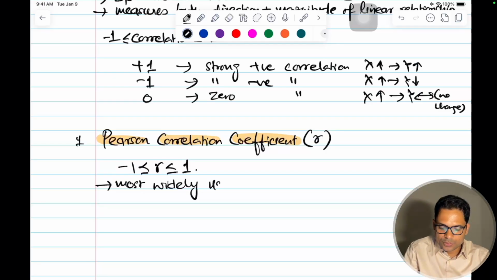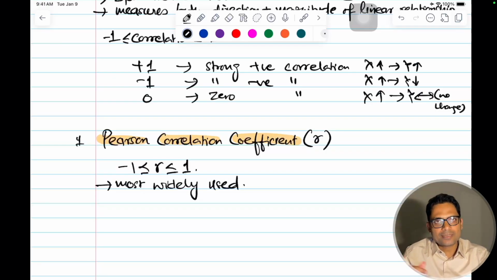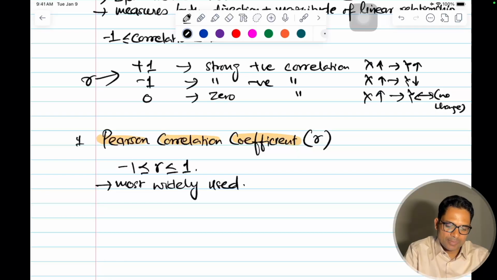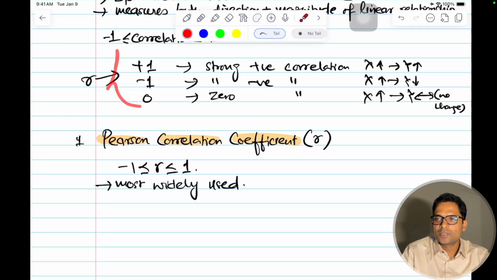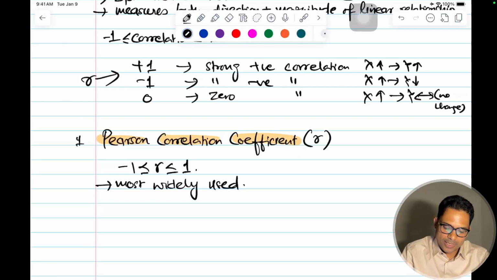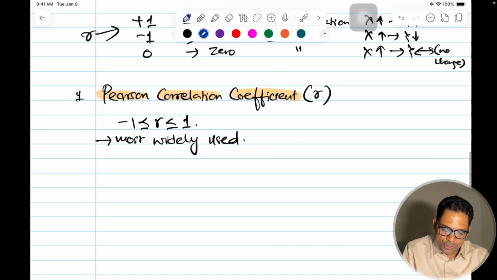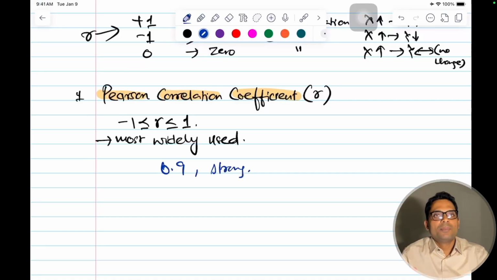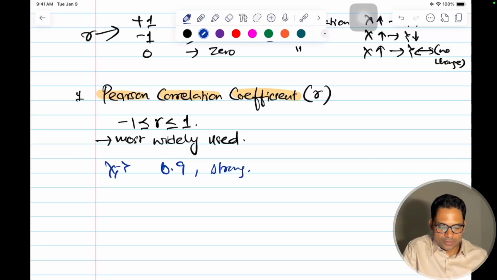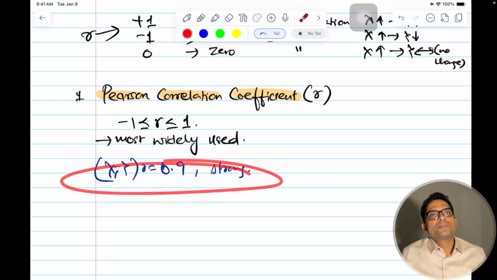So this is used, and the other one makes sense in a special case, which I'll discuss later. Whatever I said about +1, the same thing is valid for R also, and we can get anything between -1 and 1. Say, for example, a correlation value of 0.9 is not perfect, but it shows that there is a strong correlation between x and y.